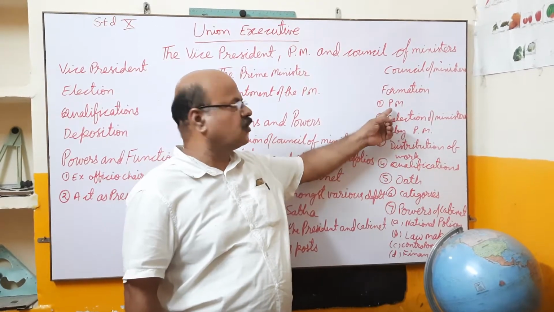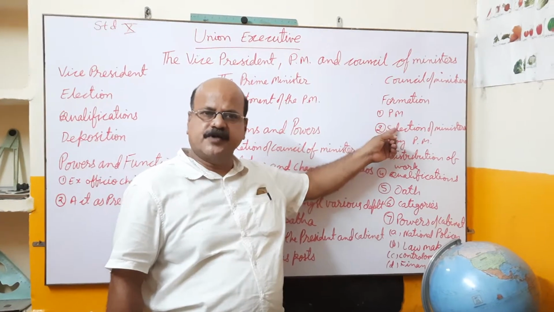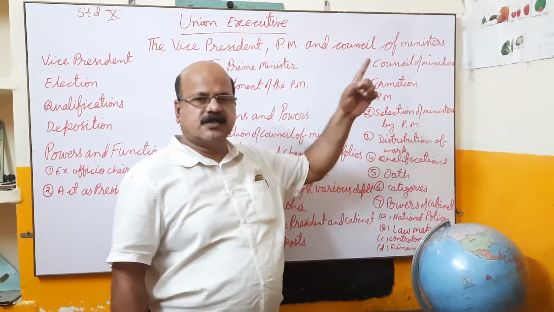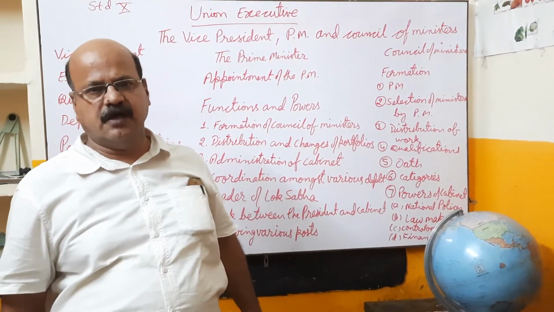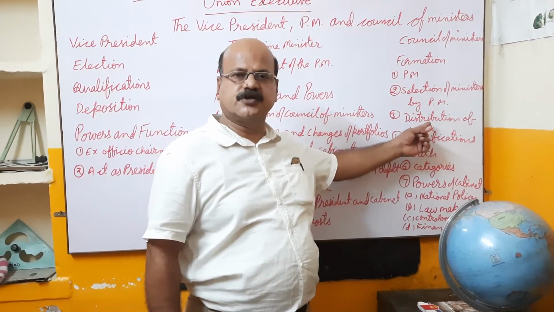There is a provision of the Prime Minister according to Article 75, and the Prime Minister is the head of the Council of Ministers. The Prime Minister selects the ministers of the Council of Ministers, gives them portfolios, and distributes the work to the Council of Ministers.